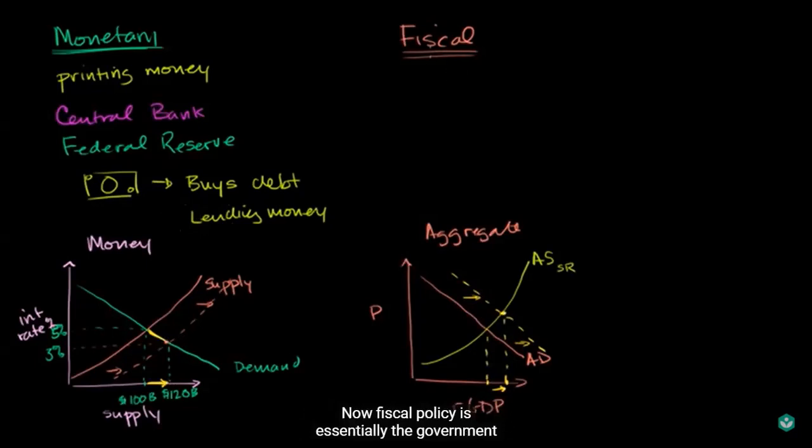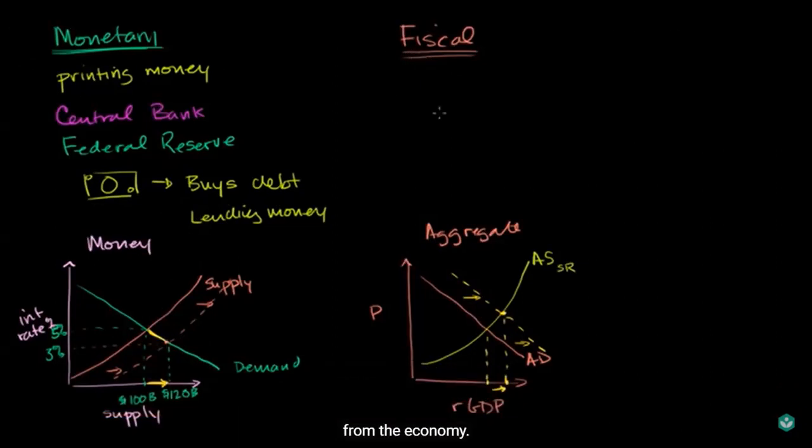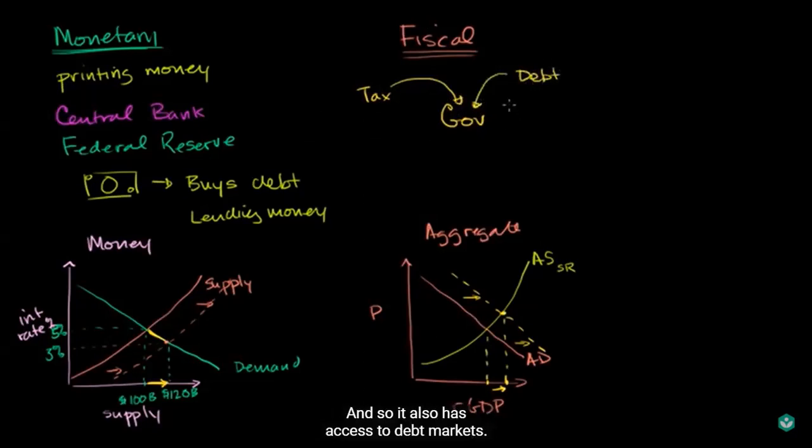Now, fiscal policy is essentially the government directly going out there and demanding goods and services from the economy. So you have the government. It has two sources of revenue that it can spend. It has money from taxes, it has tax revenue. And then it can go out and borrow money. And so it also has access to debt markets. And when a government borrows money, they're essentially issuing treasury bills. If you're talking about the U.S., treasury bills and treasury bonds. If you were to buy those from the U.S. government, you are essentially lending money to the government to finance their debt.